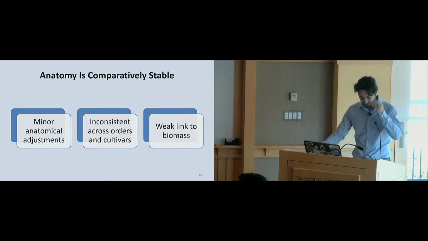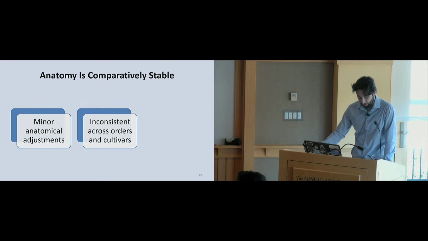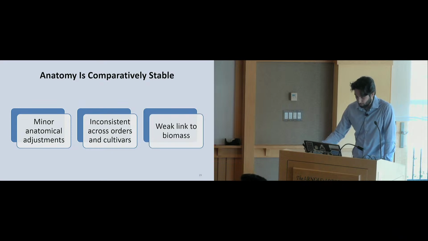So here's where things get interesting. While morphology showed dramatic system-driven plasticity, anatomy was comparatively stable, and hydroponic roots showed slightly higher vascular tissue ratios. This may reflect subtle adjustments in transport efficiency under constant nutrient availability, but the magnitude of anatomical shifts was far, far smaller than morphological shifts and inconsistent. We also had some weak links to biomass, but it was really hard to get a grasp of what this means trend-wise.